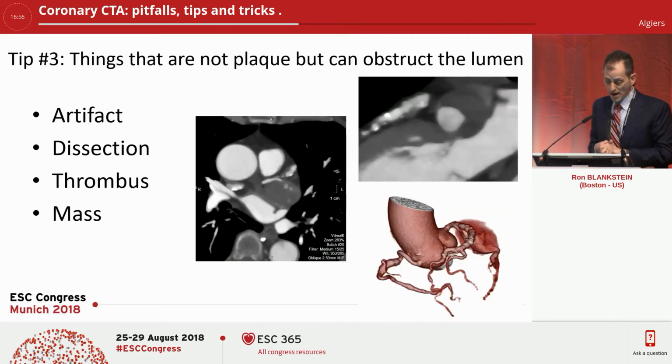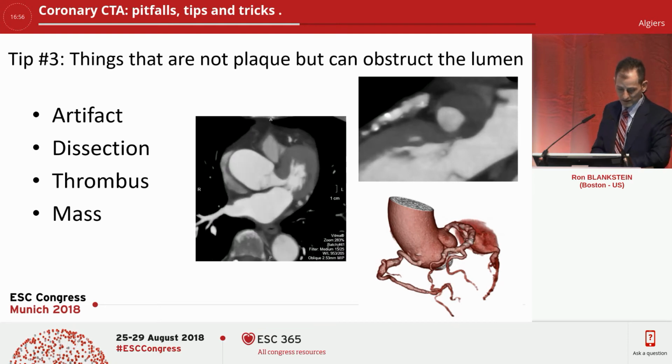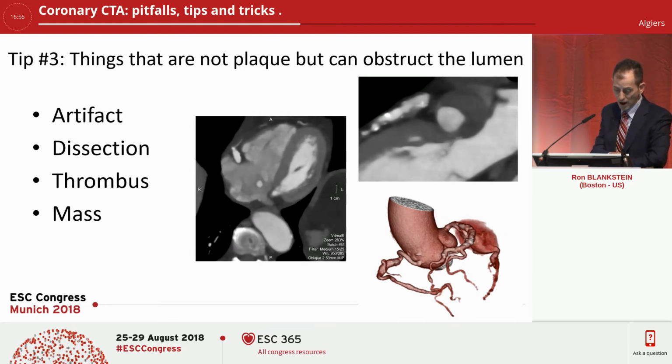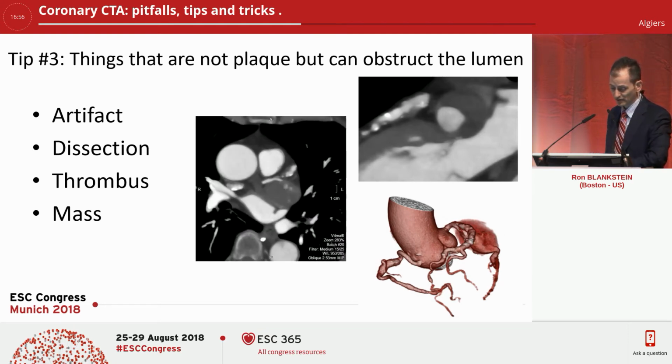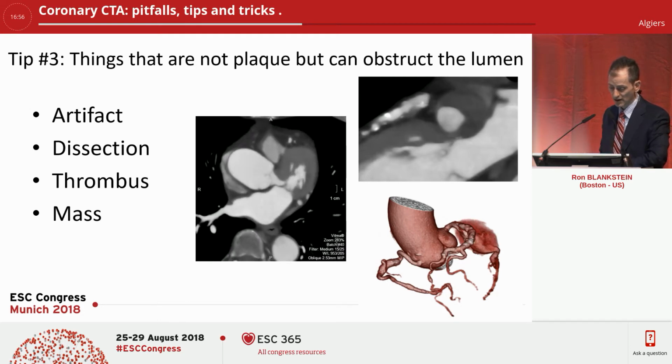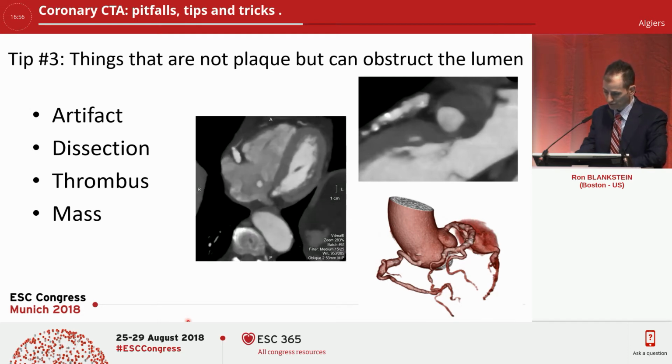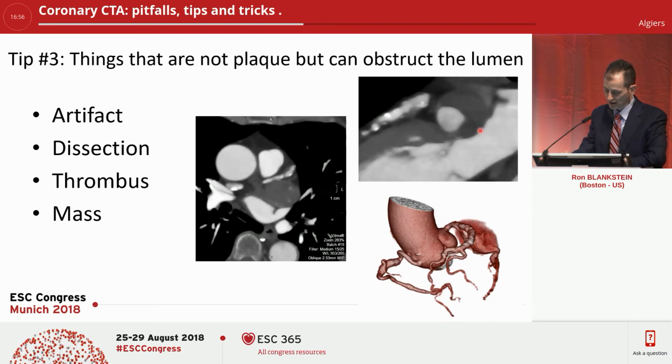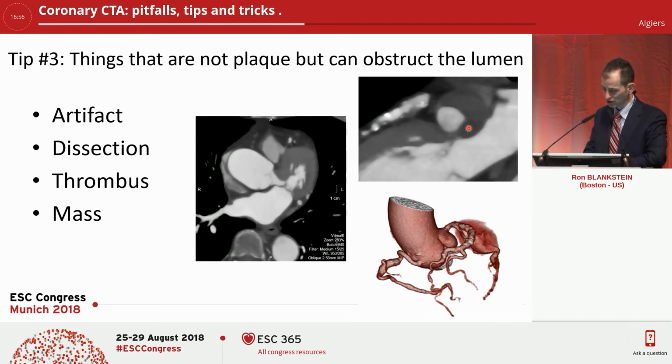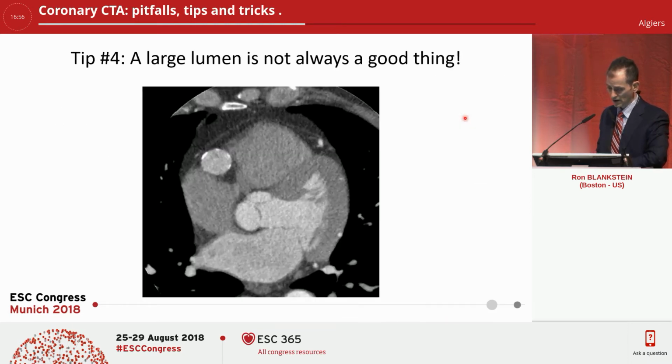Okay, so other things that can obstruct the lumen: dissection, we talked about thrombus and mass. This is an example of something that looks like a mass in the proximal left circumflex. However, it's a filling defect, does not have any contrast in it. This is a large thrombus inside an aneurysm. And this gets me to the next point, which is having a large lumen is not always a good thing.